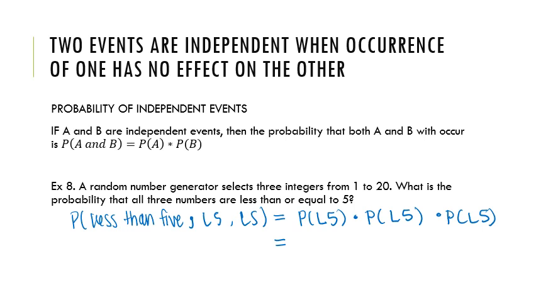All right, so in total, we're going to have 5 numbers that are less than or equal to 5 over 20, which could be simplified to 1/4. And same thing for the next one. 1/4 times 1/4 times 1/4. We're going to go ahead and multiply that. You get 1 over 64.